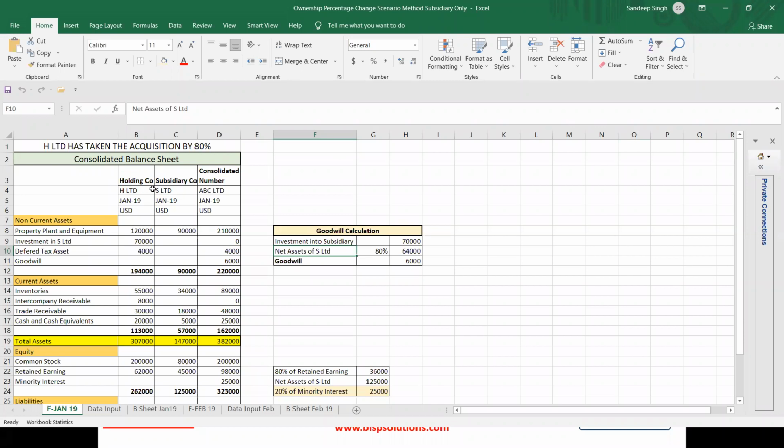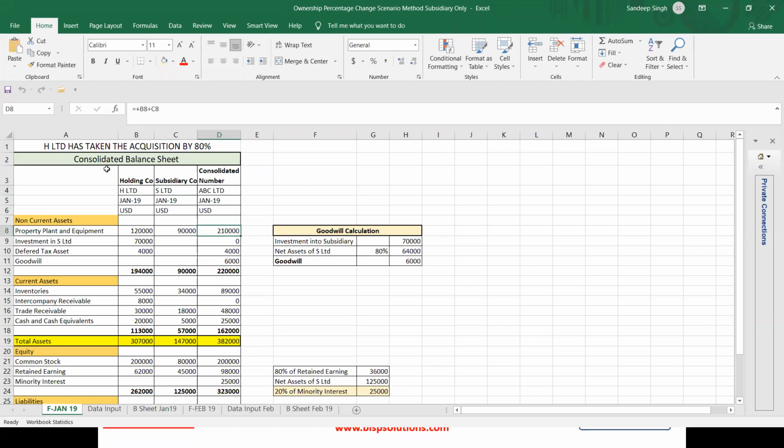This is my scenario where I have two entities, H Limited and S Limited. H Limited is the parent entity, S Limited is the subsidiary, and H Limited has taken 80% ownership. This is the trial balance for both entities, and here you can see the consolidated number.